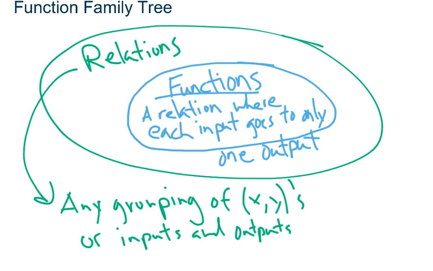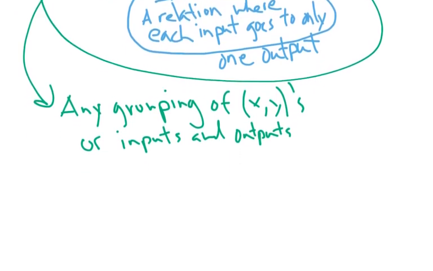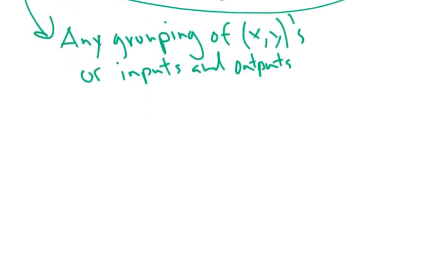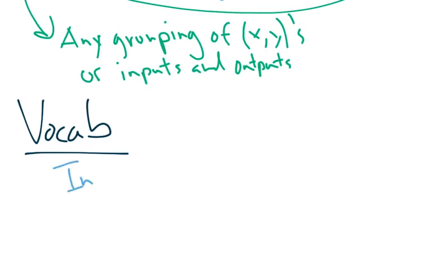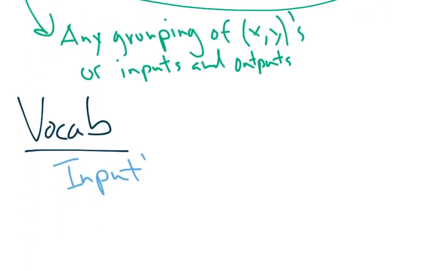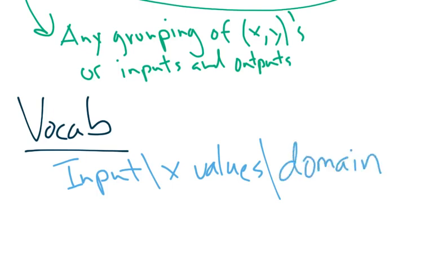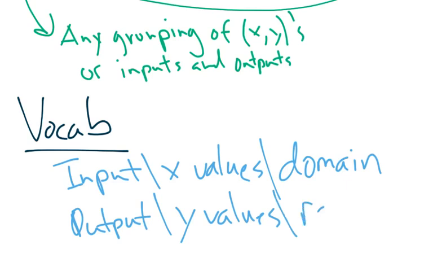Now, before I get any further, I want to talk more vocab, other parts of this quote-unquote family tree. Let's jot down some vocab. Some words are interchangeable. One of them is input, which could also be interchanged with x values, or even domain. These all go together. And then the other one is output. It's obviously the opposite of input. And then we have y values and range.